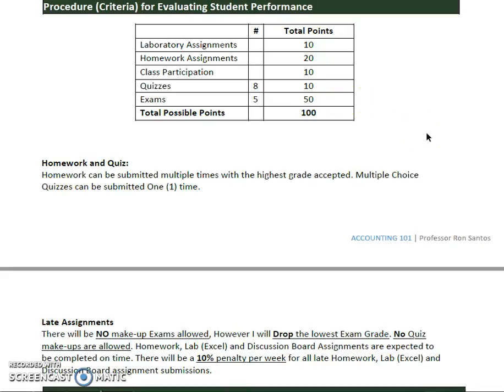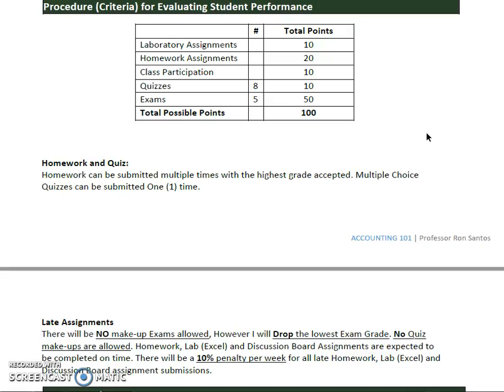Homework and quizzes. Homework can be submitted multiple times with the highest grade accepted. Multiple choice quizzes can be submitted 1 time, and they can't be made up. So if you missed it, you missed it. Late assignments. There'll be no makeup exams allowed. So you want to make sure that you do your exams and not miss one. However, if you do miss one or you do poorly on one, don't worry about it. I will drop the lowest exam grade. No quiz makeups are allowed.